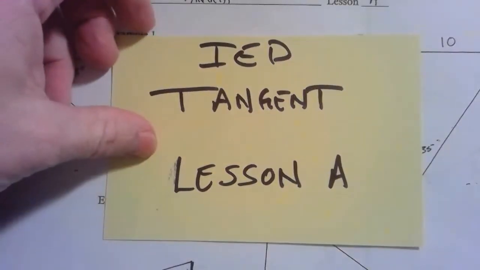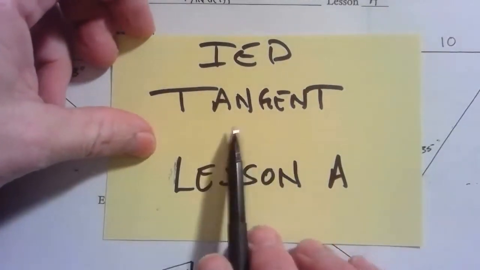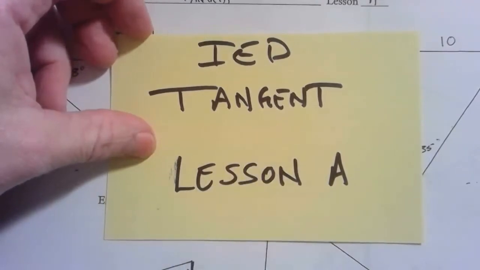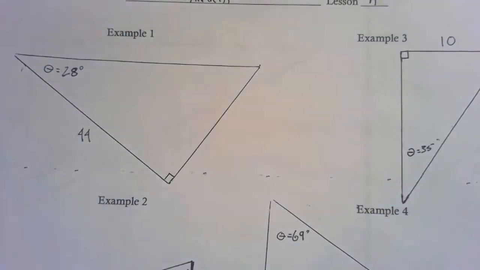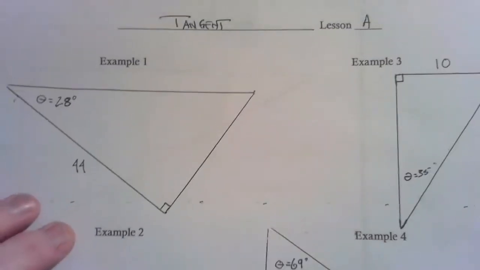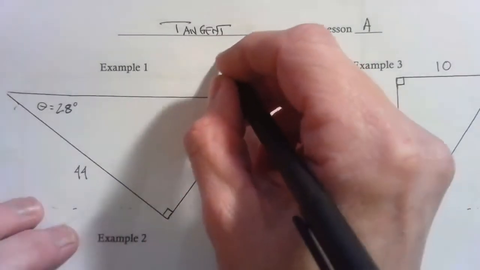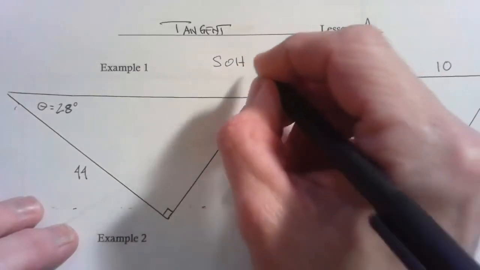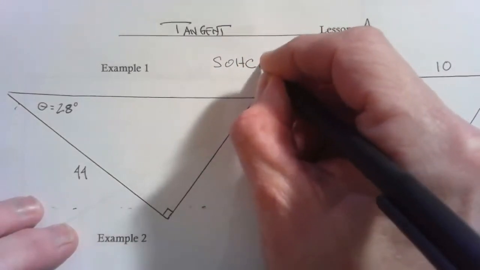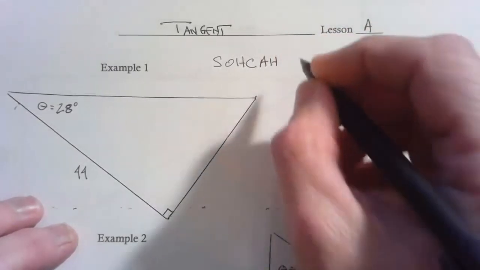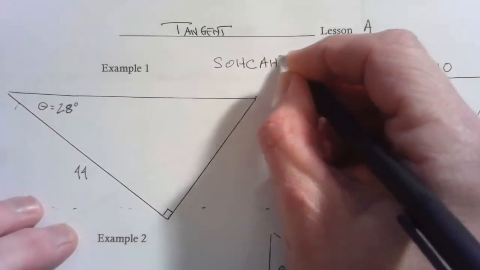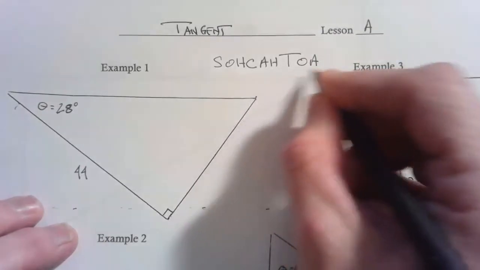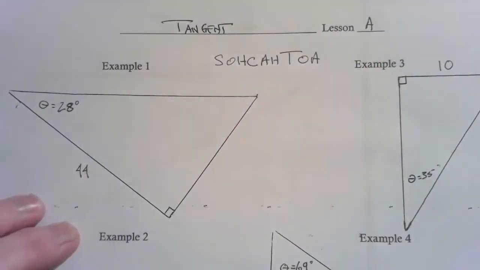All right, the last of our three trigonometric functions is tangent. So if you've done it right with sine and cosine, tangent should be no different. We start off by reminding ourselves that sine is opposite over hypotenuse, cosine is adjacent over hypotenuse, and the one we're going to focus on is tangent. Tangent is the opposite over adjacent. It's the TOA at the end of SOHCAHTOA.